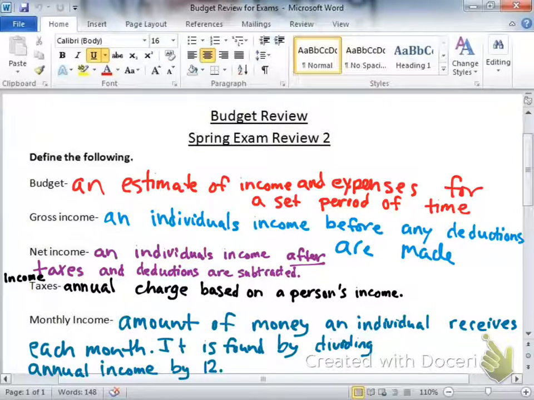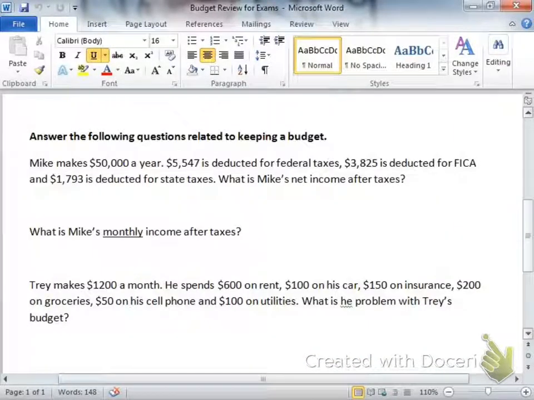Alright, so those are your definitions that I am hoping you know just from working through the budget project. If not, you'll need to study those a little bit. Alright, so the bottom of your review has some questions related to budgeting. Again, these are things we never really formally sat down and did in class, but you all had to do it while working through your budget. So I am hoping that these are skills you picked up along the way. So the first one says, Mike makes $50,000 a year.